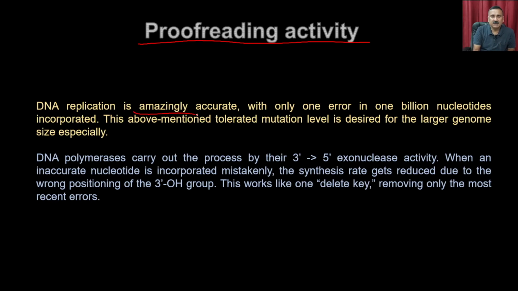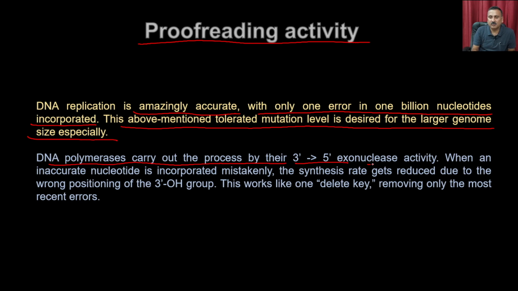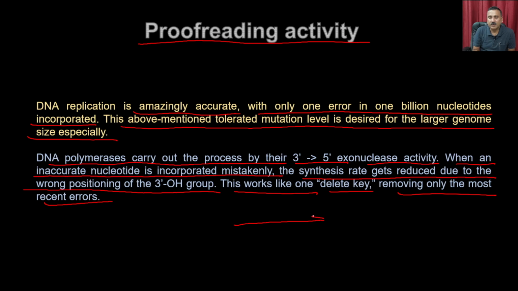DNA replication is amazingly accurate, with one error in 1 billion nucleotides incorporated. This tolerated mutant level is desired especially for a large genome size. DNA polymerase carries out the process by its 3 prime to 5 prime exonuclease activity. When an inaccurate nucleotide is incorporated, the synthesis rate gets reduced due to the wrong positioning of the 3 prime OH. This works like a delete key, removing only the most recent error. So, what happens is that when you are synthesizing, it keeps going and keeps checking whether the attachment I have made is actually making a pair with the template or not.